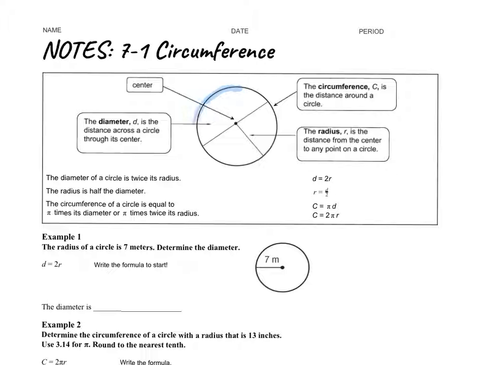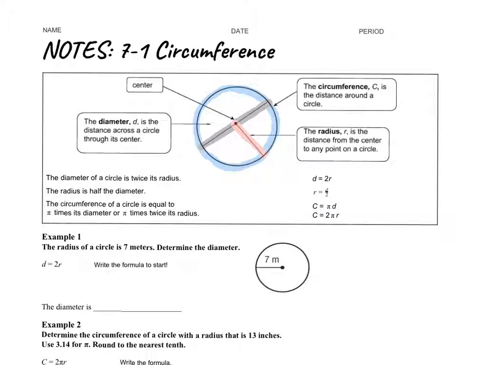Okay. So here's my circle right here. Right. Okay. So my center is right in the middle. That's my center. Okay. The diameter is the distance across the circle through the center. Do you understand? So your diameter cannot go anywhere but through the center. Okay. My radius is from my center to my outside edge.